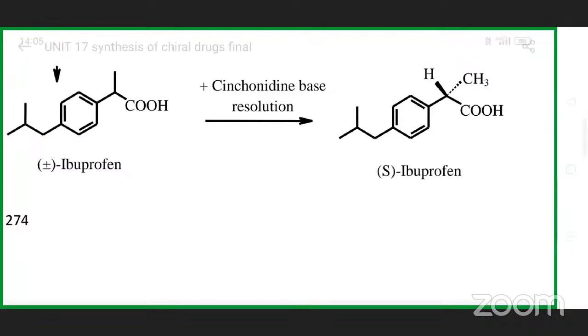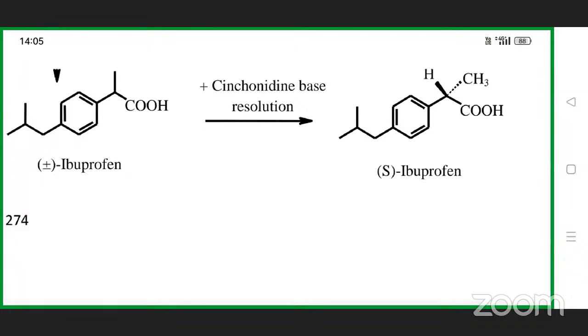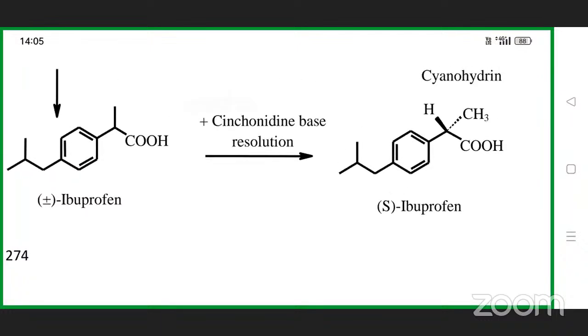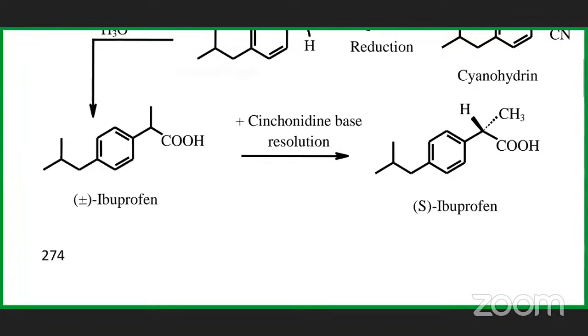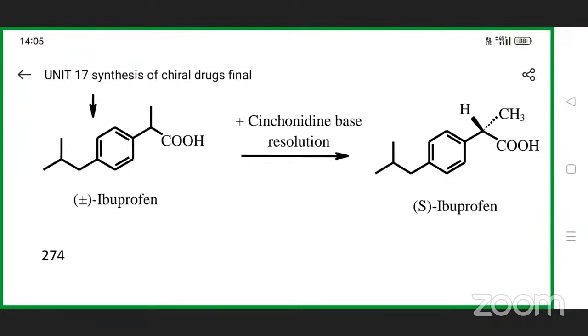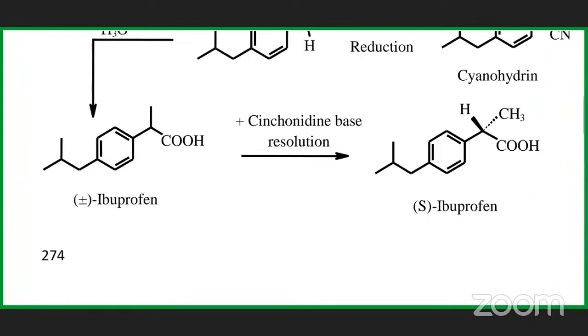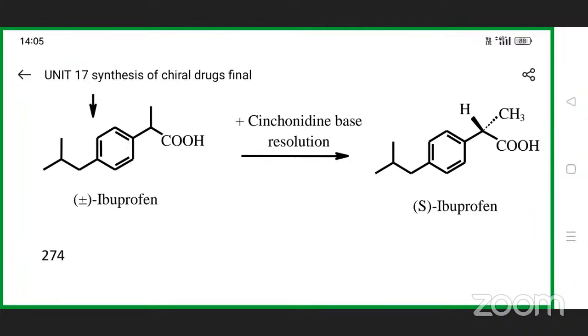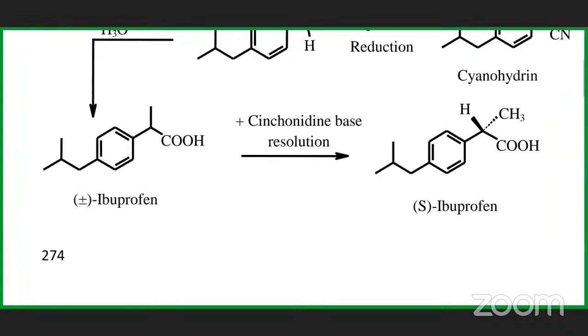So that is different from a normal base. The base is chosen based on the compound. Here you see this is somewhat a bulky compound, and it is carrying this particular acid group here. So it may form some chelation with this. If you use this cinchonidine base, it may form some chelation with this one.